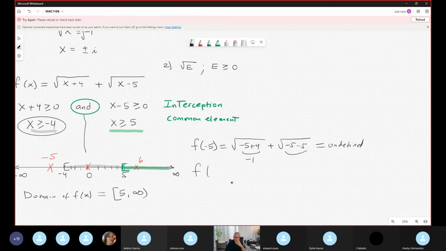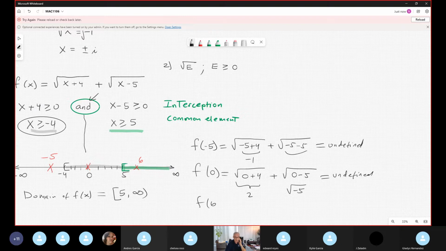Now, suppose I evaluate at 0, which is another value here. This satisfies the first radical, but not the second. 0 plus 4 is 4, and the square root of 4 is 2, real, nice. What is the square root of negative 5? Again, it's imaginary, therefore undefined. This one is okay, but this one is not okay, and to be okay you need to be okay with both. This is the idea: and.